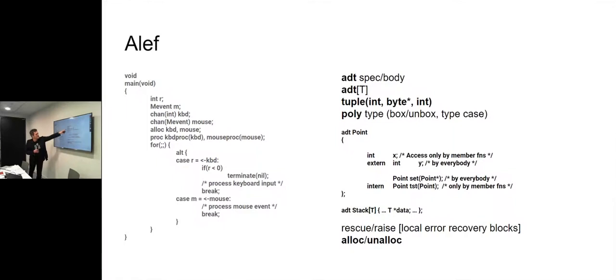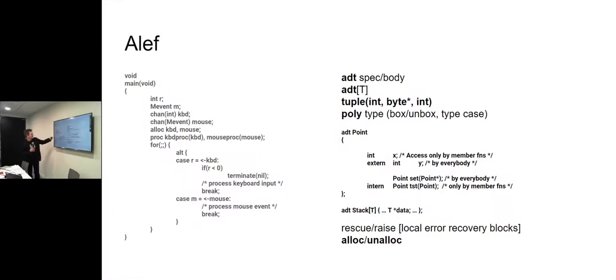As well, in its type system, it had tuples. A tuple is essentially a group of unnamed fields that work as a unit. It also had a type called poly, which essentially allowed you to box and unbox any kind of value, and there was a type case to allow you to pull something out to inspect what type it was.